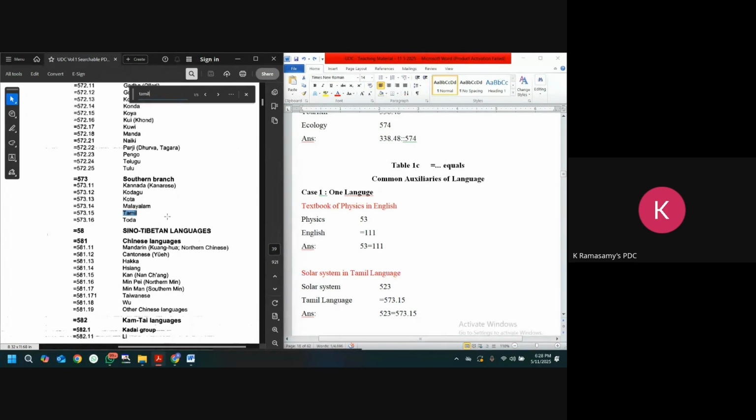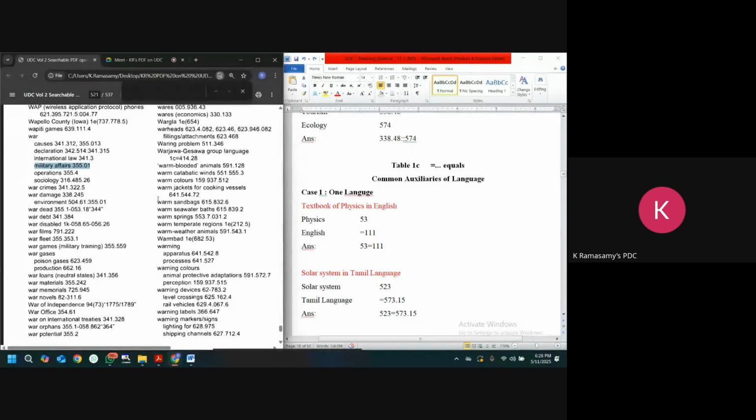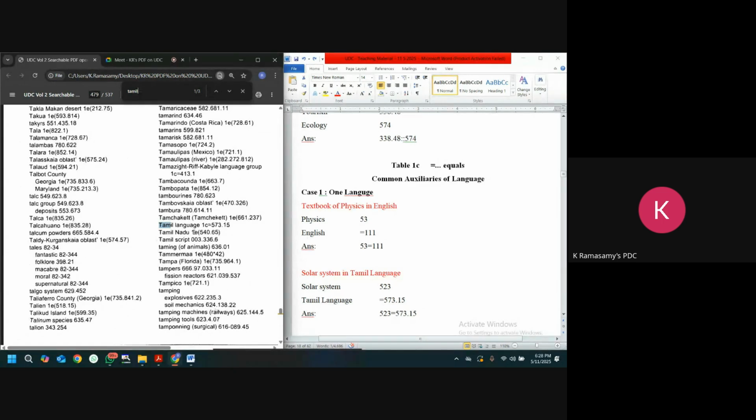Fine. The number for languages can be found using the index also. For example, I go to the index and type Tamil language. You can see here Tamil language 1C is equal to 573.15. So either you can go to table 1C, search and find the number for Tamil language, or you can come to the alphabetical index and just type Tamil, and you'll get the answer. Both are possible.